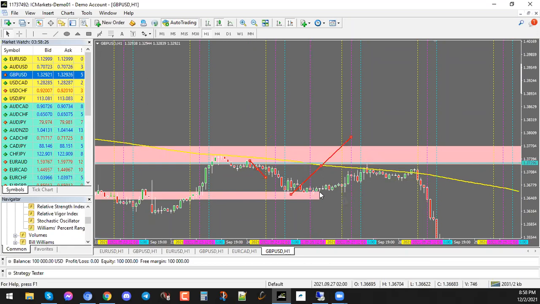And over here, you can see there is a pullback, there is a retest. So we could have gone long around this area here. And as you can see, it hits the next order block. Once it hits the order block and closes below, that's your signal to exit. So exit, go short.